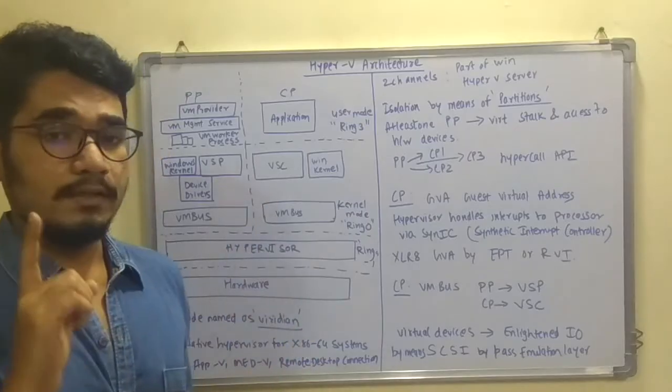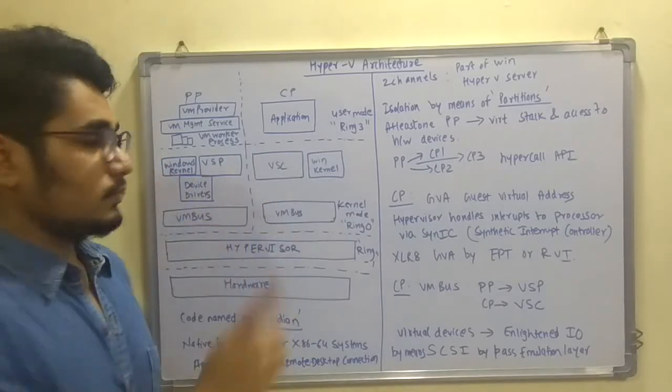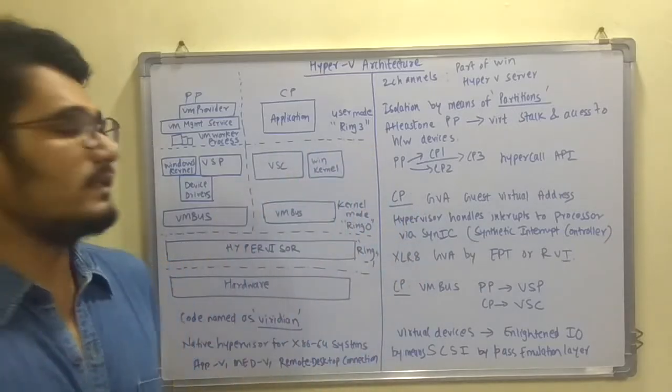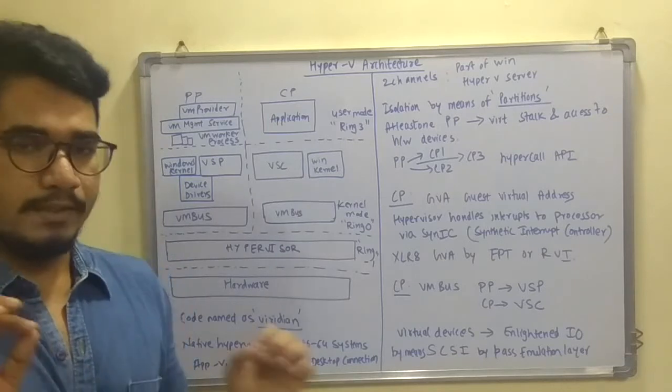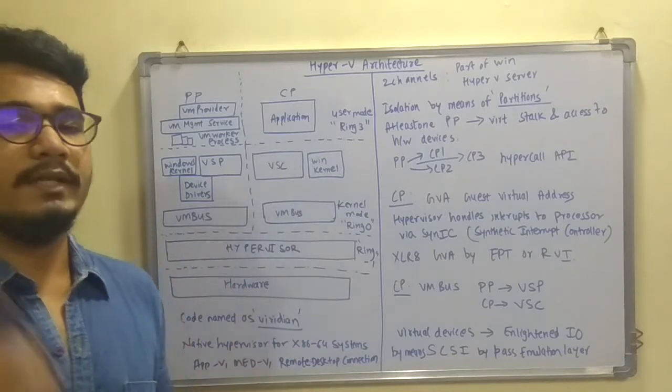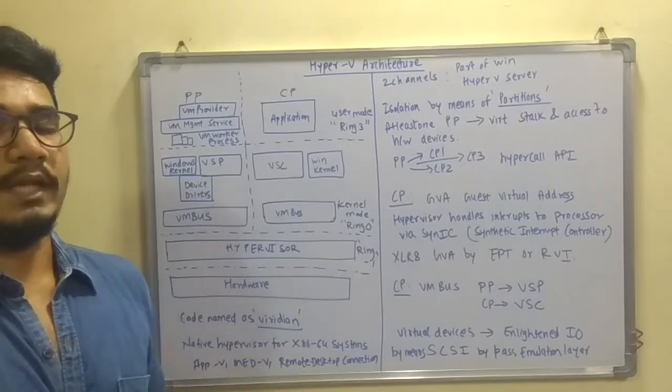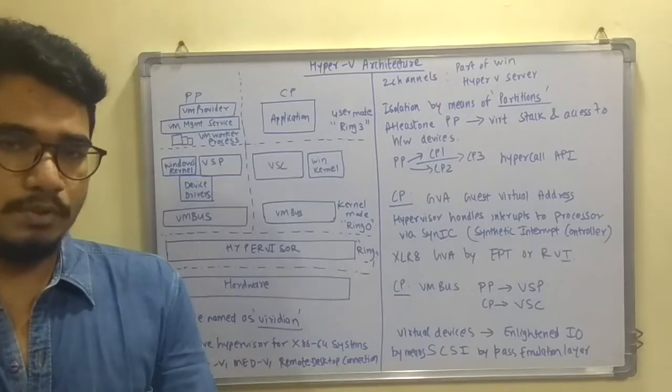GVA stands for the guest virtual address. By means of this guest virtual address, it will access the parent partition. Obviously, there would be one parent partition. In the worst case scenario, let us consider that there is one parent partition and there are many child partitions.